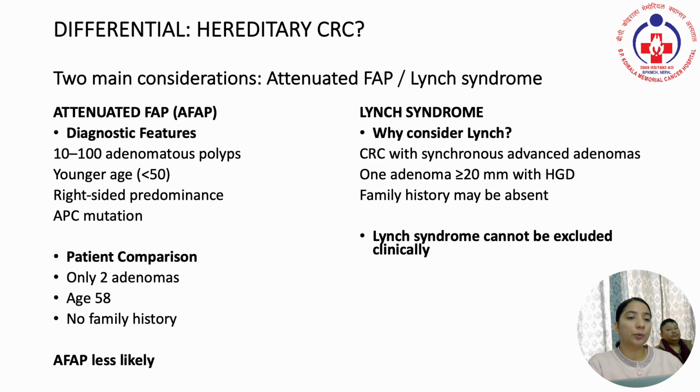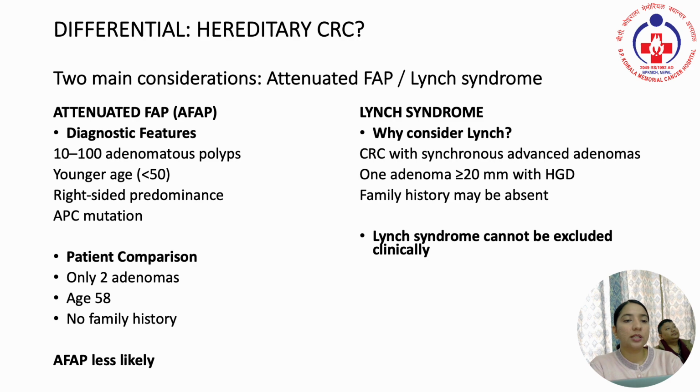And so, since there is the presence of 4 polyps, 3 adenomas and 1 rectal carcinoma, can this be a hereditary colorectal carcinoma? For this case, our main 2 considerations would be attenuated familial adenomatous polyposis and Lynch syndrome. So, moving on, which can be this case, since we are awaiting the final histopath and the IHC report.